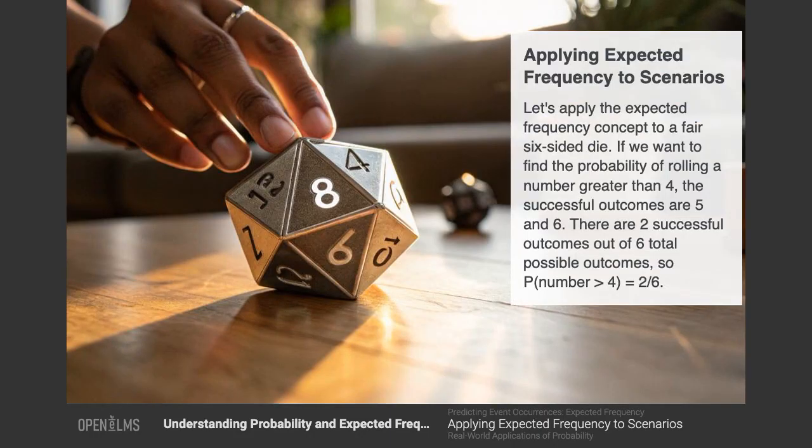Applying expected frequency to scenarios. Let's apply the expected frequency concept to a fair six-sided die. If we want to find the probability of rolling a number greater than 4, the successful outcomes are 5 and 6. There are 2 successful outcomes out of 6 total possible outcomes, so P(number > 4) equals 2/6.